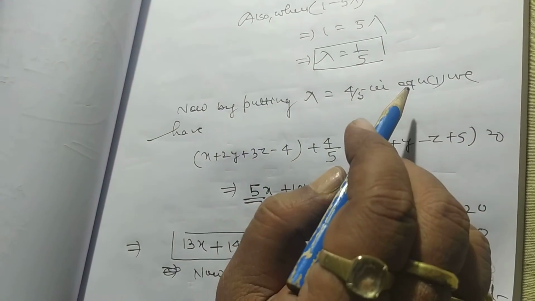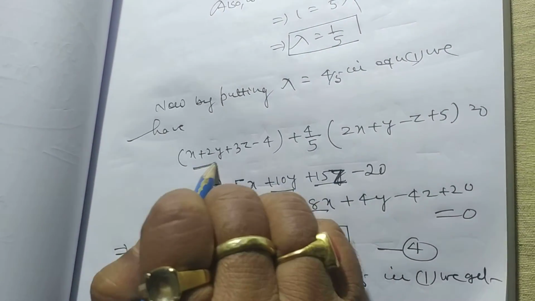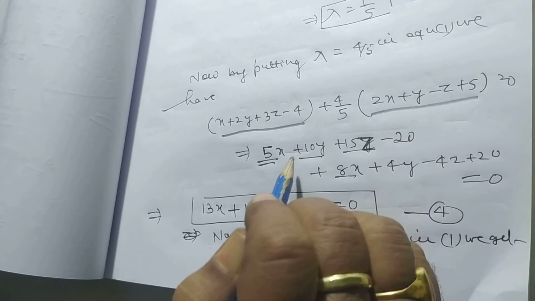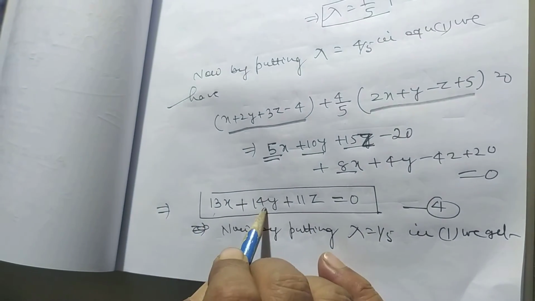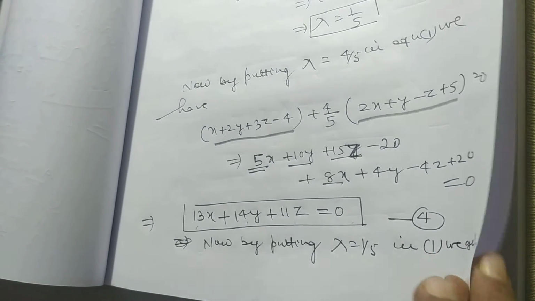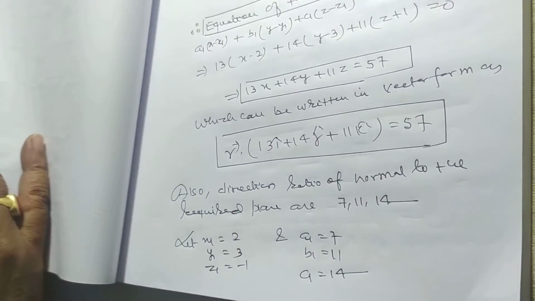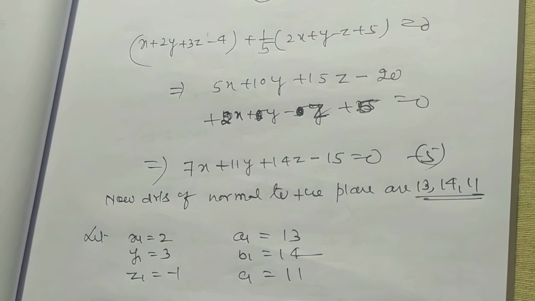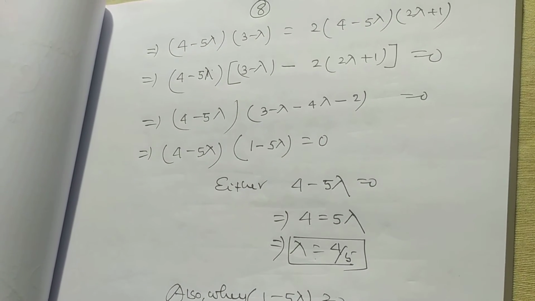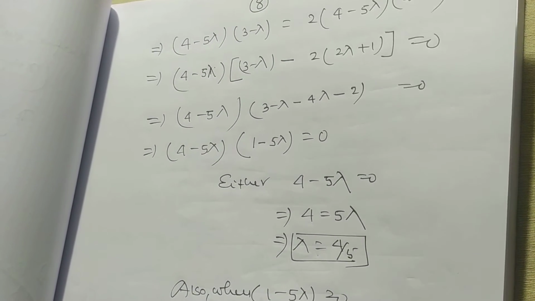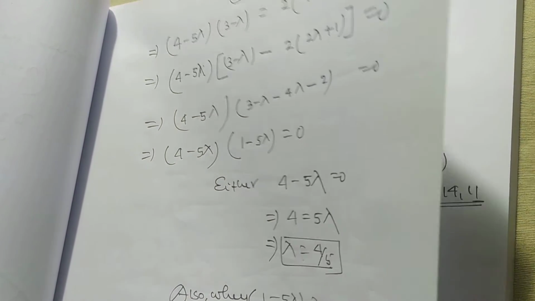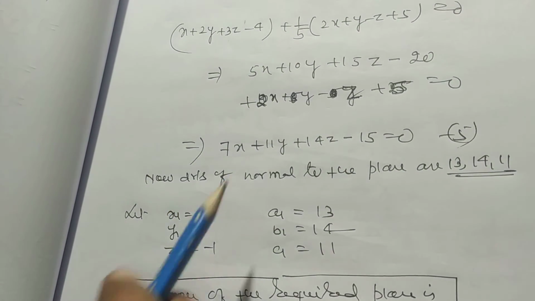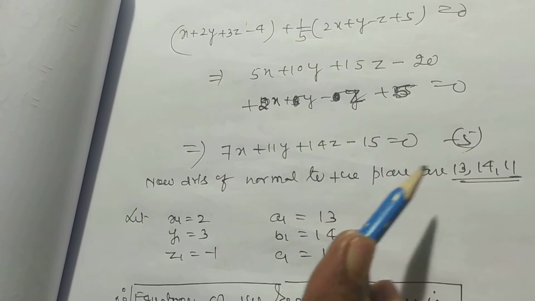Now by putting lambda is equal to 4 by 5 in the first equation, we have x plus 2y plus 3z minus 4 plus 4 by 5 times (2x plus y minus z plus 5) is equal to 0. And after solving, it will be 13x plus 14y plus 11z is equal to 0. And now, if we put the value of lambda is equal to 1 by 5, we get this equation: 7x plus 11y plus 14z minus 15 is equal to 0.